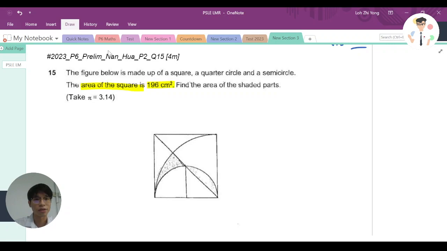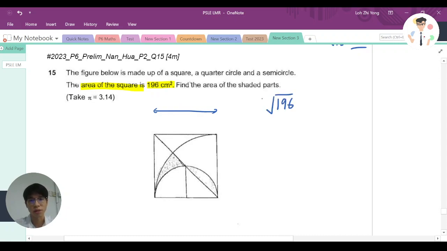So can we find the side? What is the side here? 196. We need to square root. Okay. Now, just a reminder, when you do square root, you can either write the 2 or without writing the 2 is fine. But if you write the 2, please make sure you write it smaller. It's not like this. Okay, this is wrong. So it will be 14 cm. Okay, so here's 14 cm. Here is 14 cm.